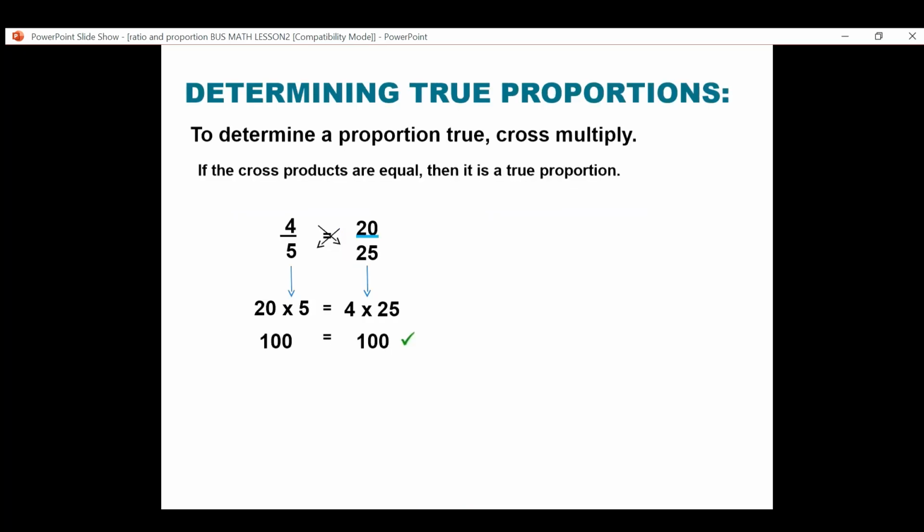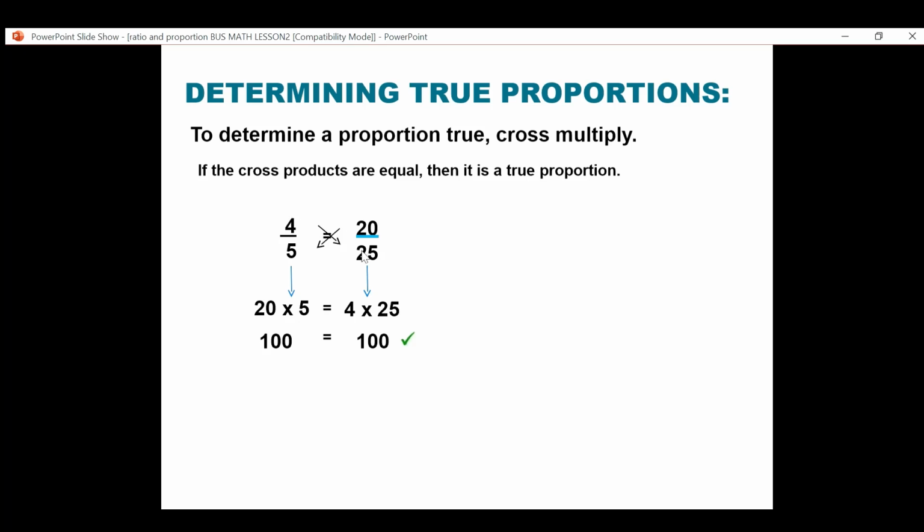So how do we determine true proportions? To determine a true proportion, we have to cross multiply. So write the ratio first in fraction form. For example, 4 over 5 equals 20 over 25. To check if it's a true proportion, the product of the extremes should be equal to the product of the means. Or we have to cross multiply.